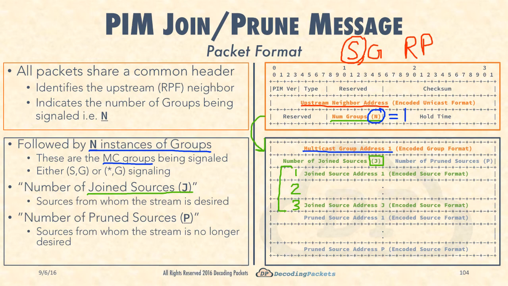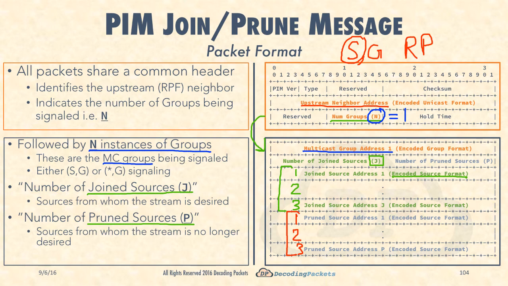Now these IPs are not just a 32-bit field. It's really a little bit more than that. It's called the encoded source format, and we'll be discussing it shortly. Essentially, this is the part where you distinguish the S, G from the star, G. But just hold on to that thought, and we'll come to that soon. Similarly, there are a number of prune sources. I shouldn't have to explain that. These are the sources from whom the stream is no longer desired. Once again, if there were 3 prune sources, then you would have 1, 2, and 3 addresses here.